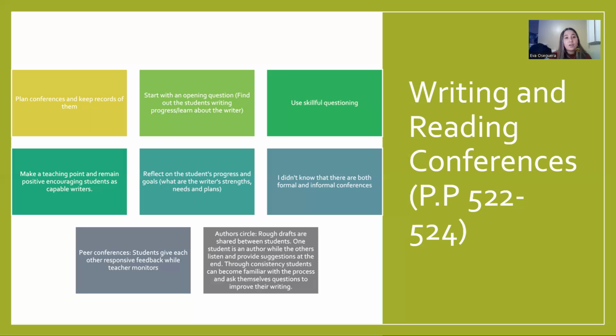So plan conferences and keep records of them. Start with an opening question, find out the student's writing progress. You get to learn about the writer. You use skillful questioning to help get the students where you want them to be, to get them to understand their writing, what they can do to improve. And you make a teaching point and remain positive, encouraging students as capable writers. Reflect on the students' progress and goals. What are the writer's strengths, needs, and what are the plans to help them reach them?